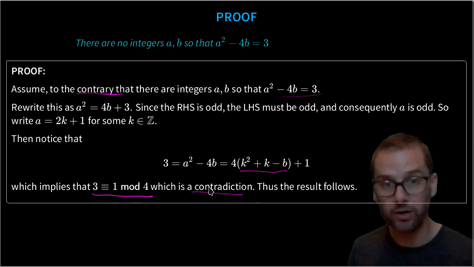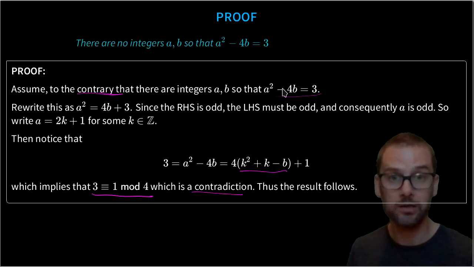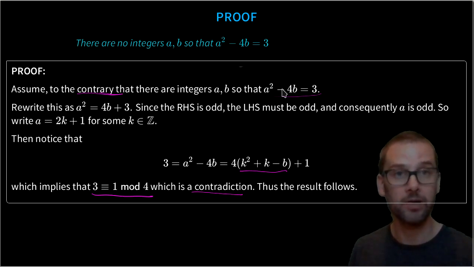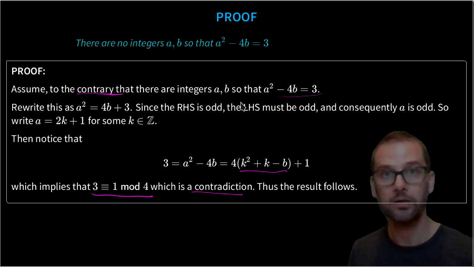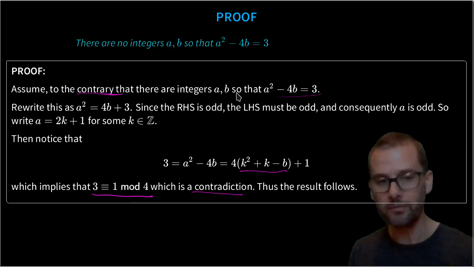And because that's false, our initial assumption here that we could do this, that this could be made to work, is false. And consequently, there are no integers so that a squared minus 4b is 3. And so the result is true. Okay, let's do one more.